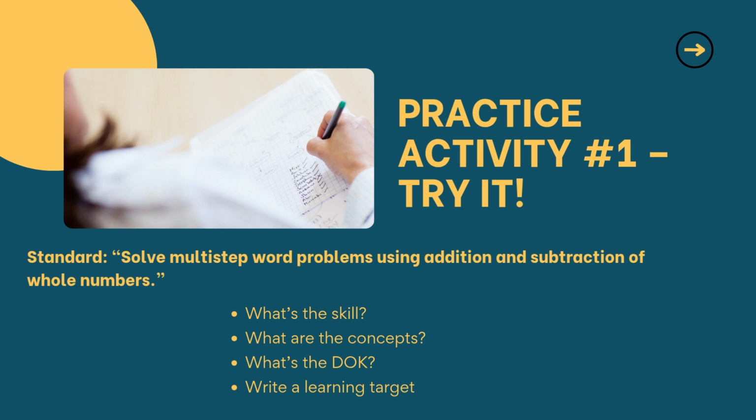Now it's your turn. Take a look at this standard. Solve multi-step word problems using addition and subtraction of whole numbers. I want you to pause here and try to unpack it. So we're going to identify the verb or skill, the key concepts, the DOK level, and we're going to write at least one learning target. You can jot it down on a paper or type it out, whatever works best for you. So I'm going to ask that you pause the video here and try it out.